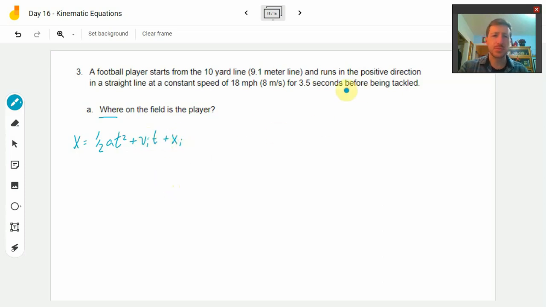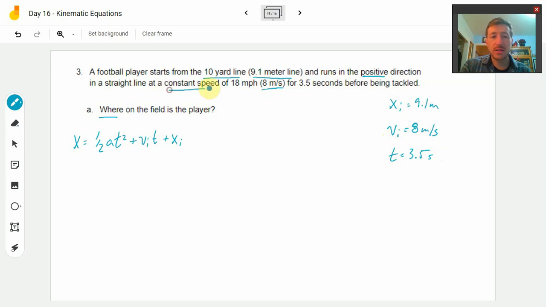Whew. And let's see what we know. So it starts from the 10-yard line or the 9.1 meter line. So the initial position is 9.1 meters. And they run in the positive direction, that's to the right. It means that their velocity is going to be positive in a straight line at a constant speed of 18 miles per hour or 8 meters per second. So the initial velocity is 8 meters per second. And the time that they're running is 3.5 seconds, right, before being tackled.